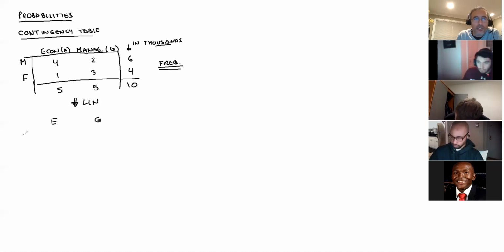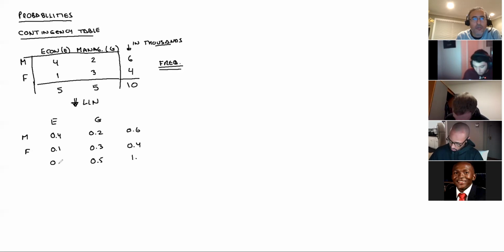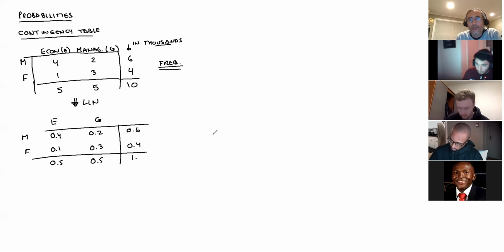Okay, we'll write here E, G, M, F. So I simply divide every single number by 10,000. So this is going to be 0.4, 0.2, 0.6, 0.1, 0.3, 0.4, this is going to be 1, 0.5, and 0.5. Make sense? So now we are in the world of relative frequencies. And by the law of large numbers, we can say that these are more or less probabilities. Remember, this is the law of large numbers.